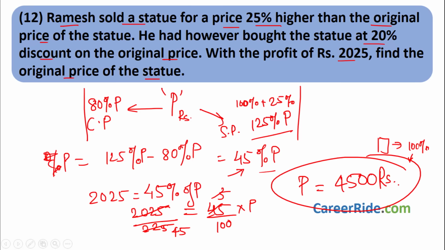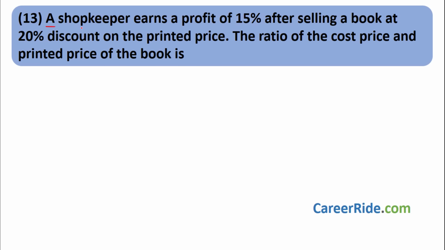This is the original price of the statue. Moving to question number 13. A shopkeeper earns a profit of 15% after selling a book at 20% discount on the printed price. The ratio of the cost price and the printed price of the book is, so there is a book, right? And it has some price printed on it, right? Let us assume that the printed price is PP, so PP rupees is the printed price of the book.